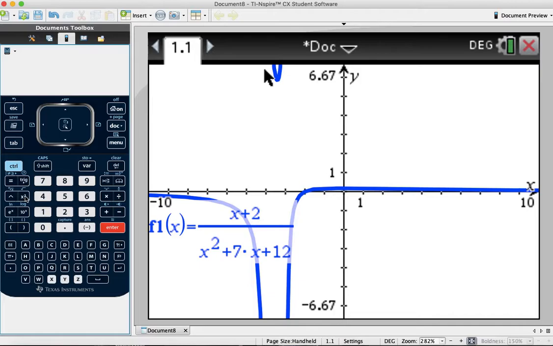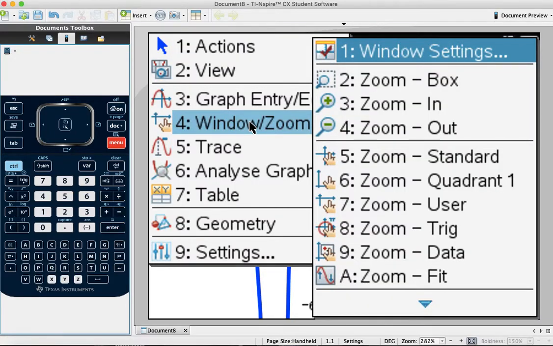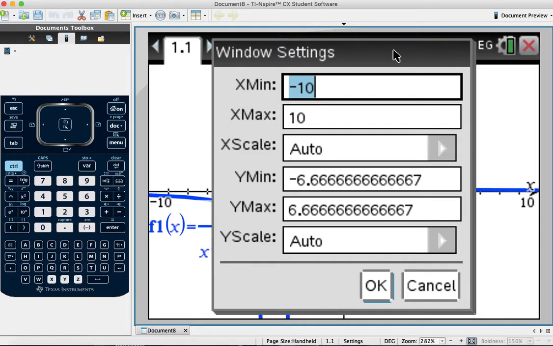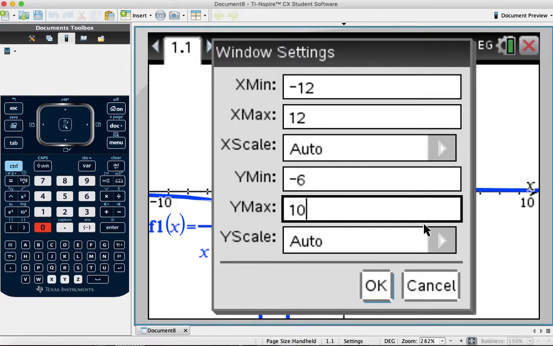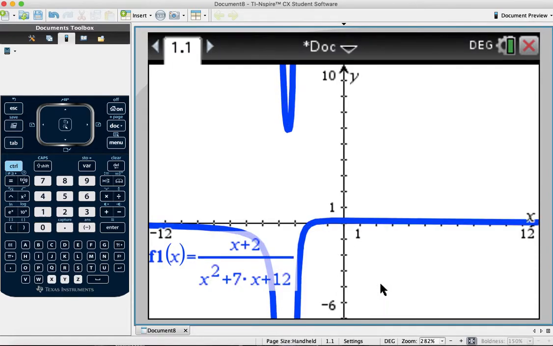Now the question already gives us the axes label, so we need to change our window to suit that one. So if we go to Menu, Window, Window Settings, and let's change it to what the question is saying. So it's telling us to go from minus 12 to 12, and for the y-axis it's going from minus 6 to 10. There we go. Let's enter it, see what it looks like.